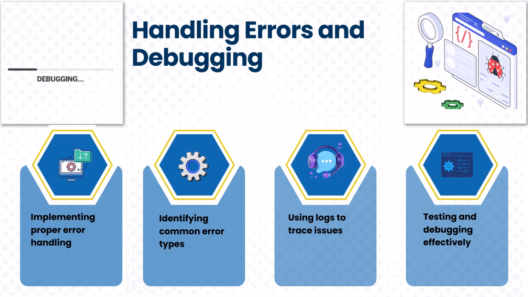Errors, every coder's favorite headache. But don't worry, every issue has a solution. First, identify the common error types so you know what you're dealing with. Logs act like breadcrumbs leading to the problem. Implement proper error handling so things don't break spectacularly. And finally, testing and debugging ensure the code behaves as expected. Debugging, it's detective work, but without the magnifying glass.